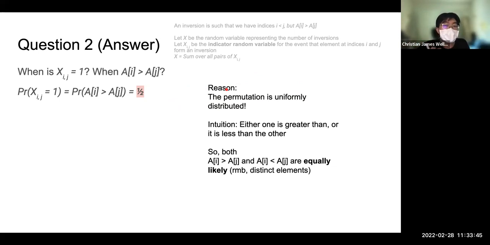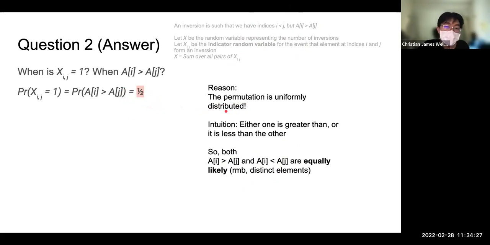If you just focus on i and j, intuitively, either one is greater than or less than the other. So it's either A[i] greater than A[j], the element to the left is greater than the element to the right, or the element to the left is less than the element to the right. They are equally likely to happen because the permutation is uniformly distributed. We don't really care about equality because the question says the elements are distinct. So it's either left side greater than or left side smaller than. That's why this is half.